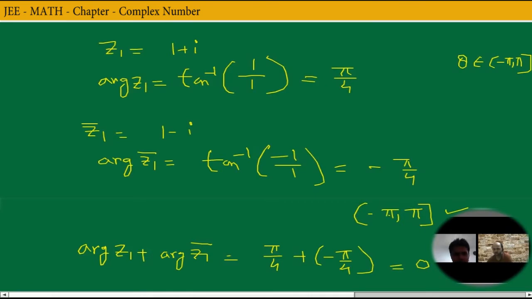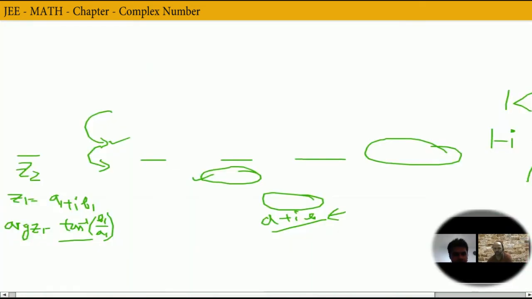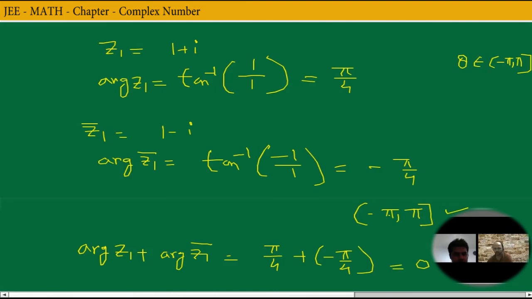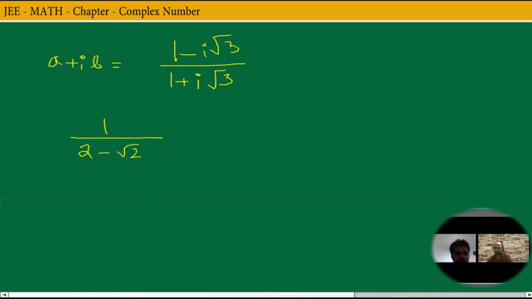So by multiplying, it's basically the same concept as rationalizing. Let me show you. It is going to be 1 minus i root 3 over 1 plus i root 3. Now the question is, how are we supposed to write it in a plus ib form? You can see there is a multiplier in the denominator. It will give you an idea about the multiplier. For rationalizing, how are we supposed to rationalize this one, Swarup? 1 by 2 minus root 2, into 2 plus root 2 by 2 plus root 2.